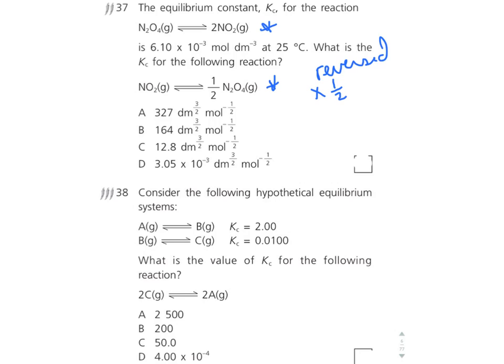So in this case, we can say that the Kc is going to be 1 over 6.1 times 10 to the minus 3, and then to the power of 1/2. So to raise something to the power of 1/2 is to square root it. The choice here that matters is C.